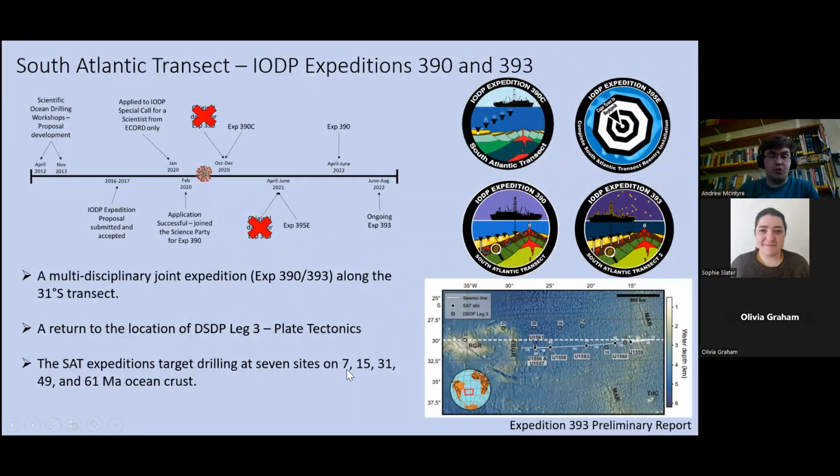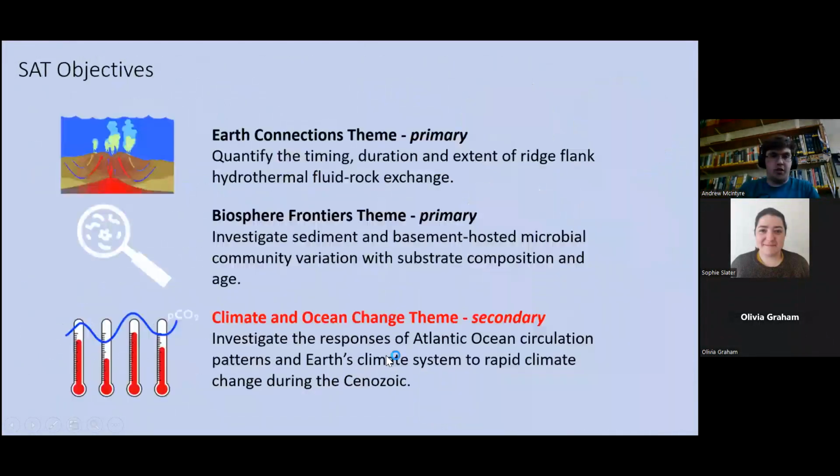So we were drilling into crust that ranged from 7 million years to 61 million years, so hopefully capturing all of the Paleogene for our research. So I touched on this a little bit. The expedition objectives were multidisciplinary, so it encompassed all aspects of the Earth system, covering the evolution of basalts and the timing and duration of mid-ocean ridge flank deposits, and how hydrothermal fluids travel through the basalt and how that might influence the biogeochemical cycling in the oceans.